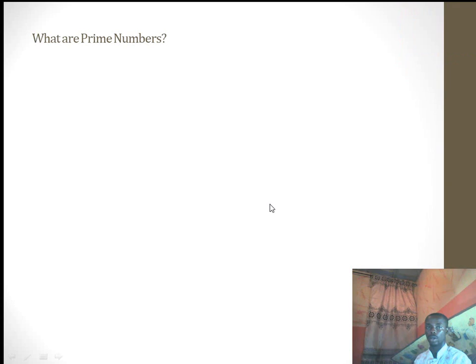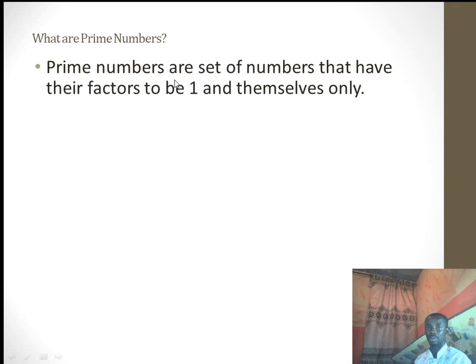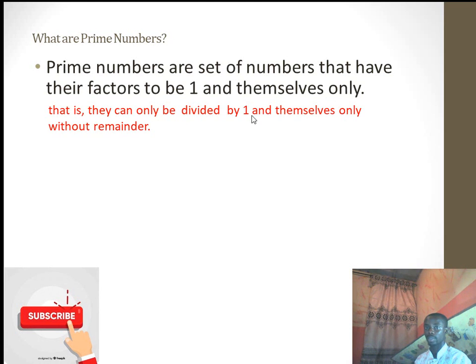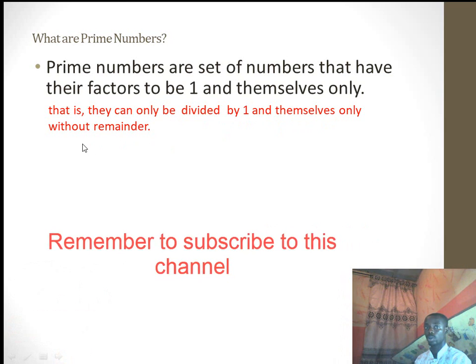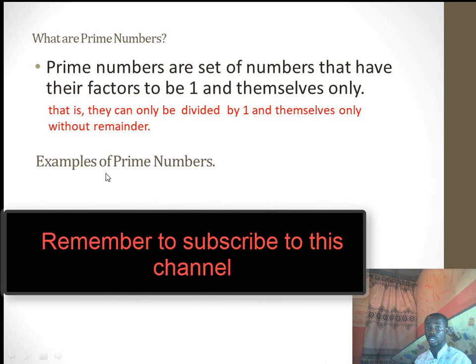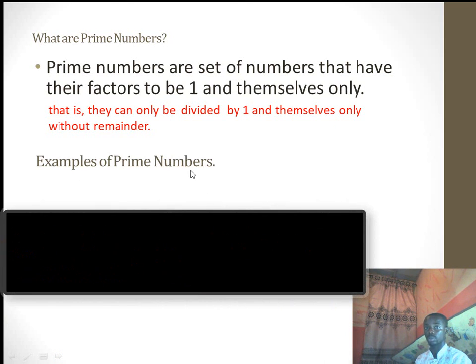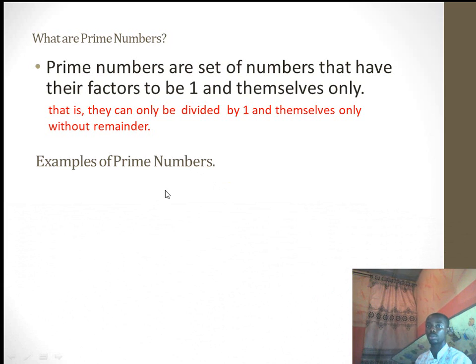You'll find it simple. Alright, what are prime numbers? Prime numbers are a set of numbers that have their factors to be one and themselves only. What does this mean? This means that they can only be divided by one and themselves without remainder. So prime factors are a set of numbers that can only be divided by one and themselves without any remainder. We take a look at examples of prime numbers. And when I say prime numbers or prime factors, they actually mean the same thing.